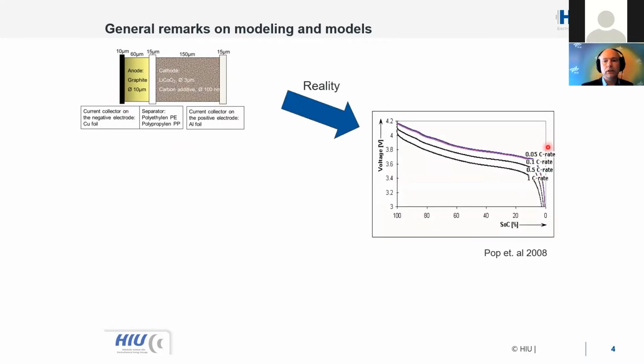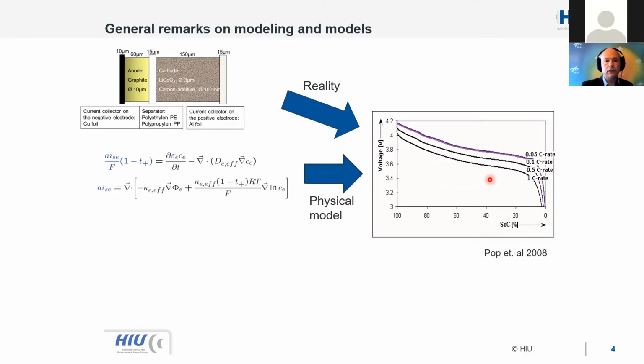So let's start from the battery in a very schematic way. From the battery, usually what you can easily get is the discharge curve, how the voltage develops depending on the state of charge. And you want to put this into a model. Physics-based models usually take the form of partial differential equations of different complexity. With this physical model, you can also calculate discharge curves.